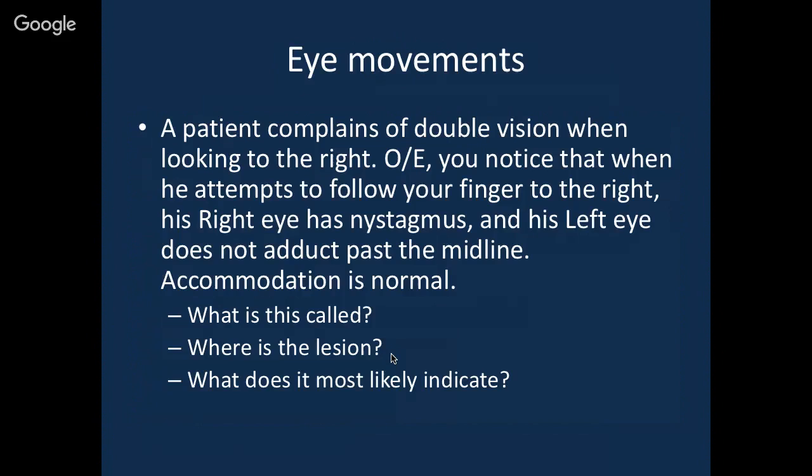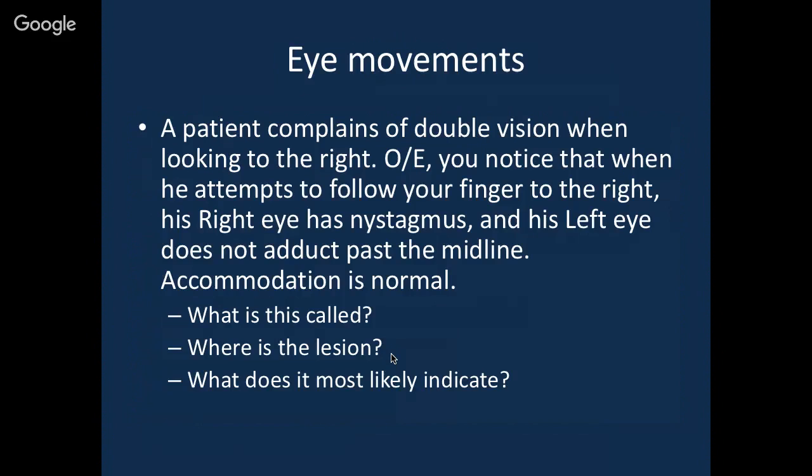So they're looking to the right. The eye goes, but it has nystagmus. The left eye stays in the middle. It doesn't go all the way to the right. Anyone know what this type of thing is called? You can cheat by looking at the next slides.